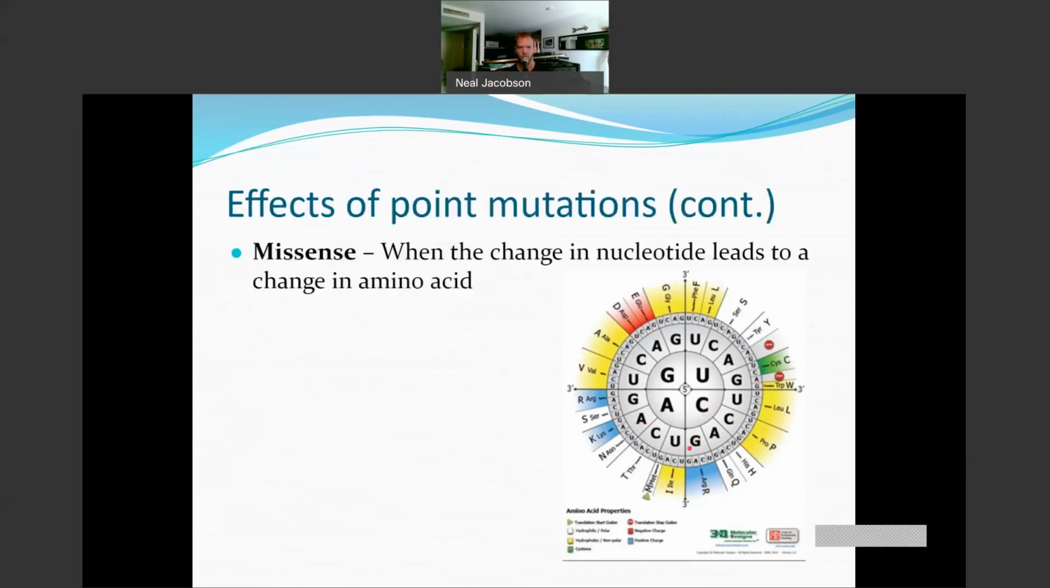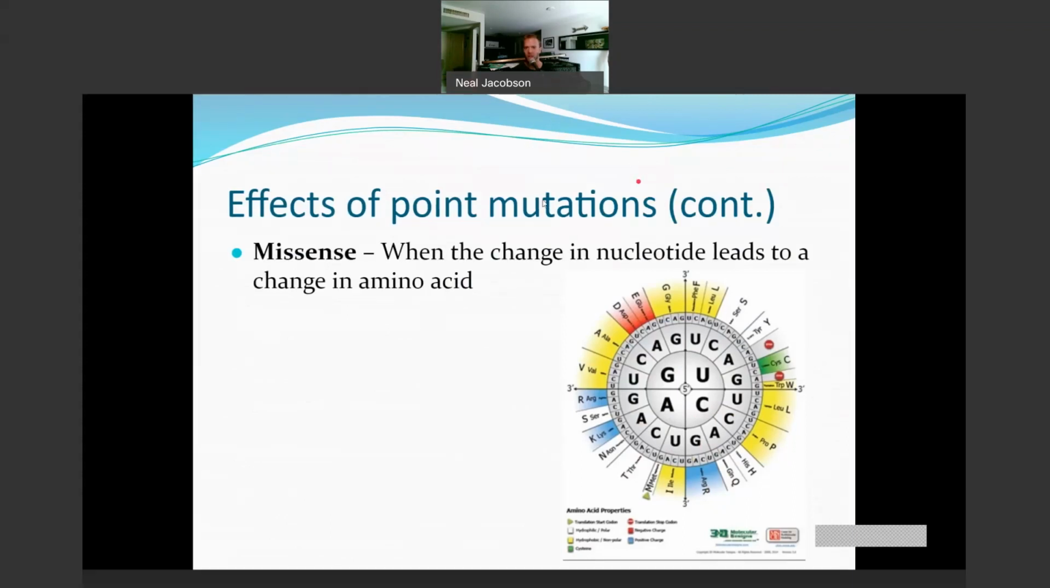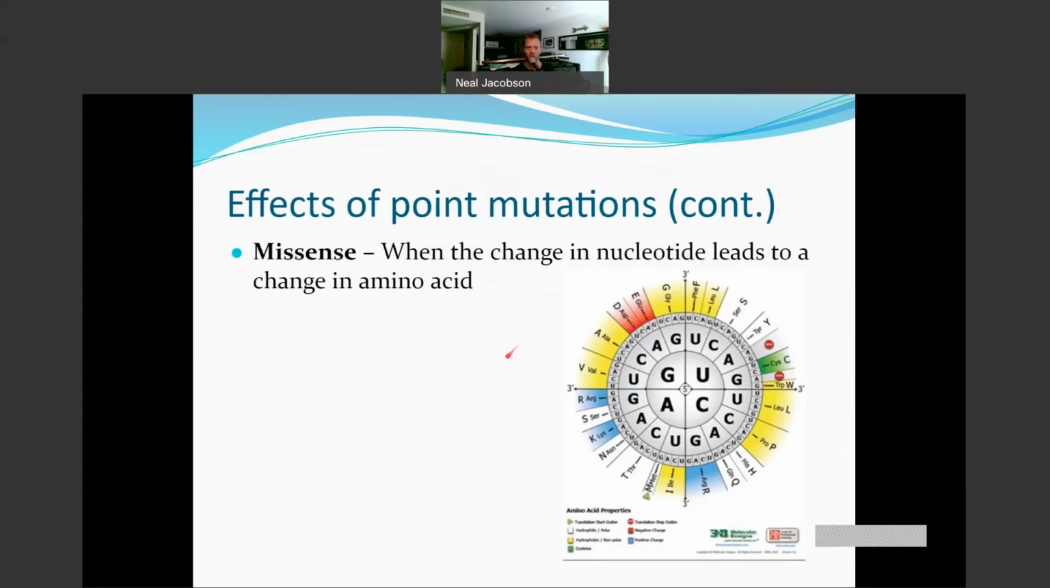Let's try a different one. So we're going to go into missense. Okay, so we got another change. A missense is where, when we have that base pair substitution, that substitution leads to a change in the amino acid, just in that one amino acid. All right, so let's go ahead and practice this. So let me give you an example.